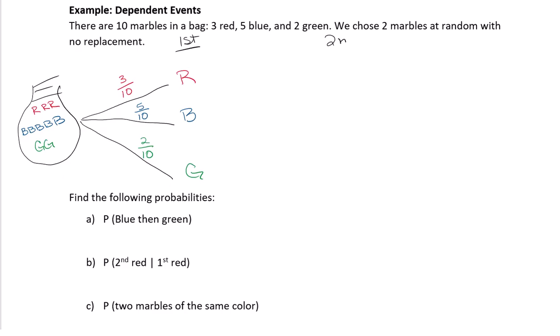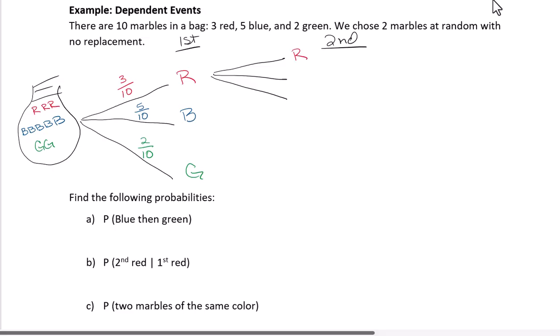Now let's take a look at our second pick. For the red, if we chose red first, we still have 3 possible colors for the second choice. If we pick red again, and remember it's with no replacement, that means one of the red marbles is gone at the second choice. So there are only 2 red marbles out of a total of 9.